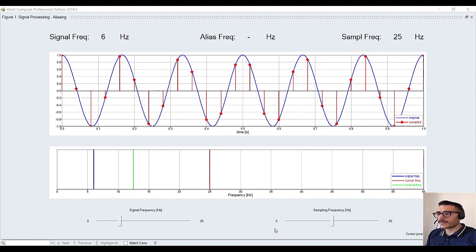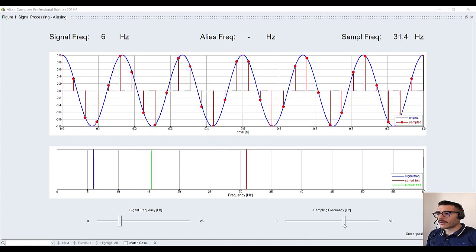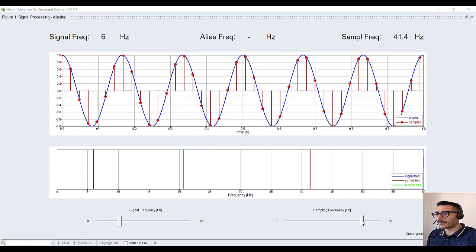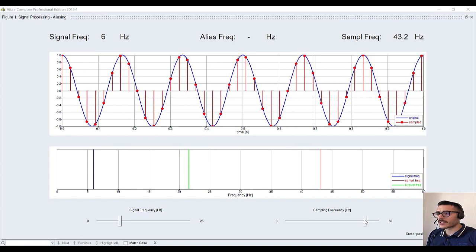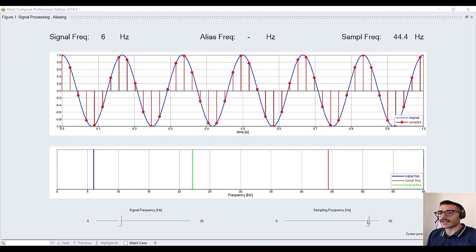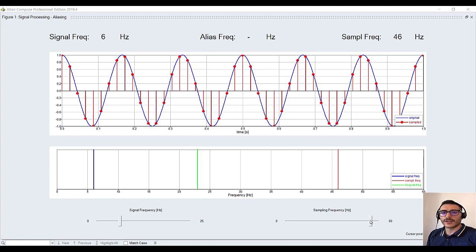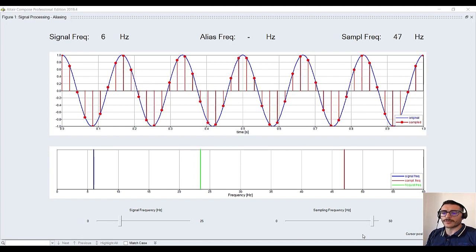As a first step, let's increase the sample frequency. While we increase the sample frequency, we can see that we are adding more points in our time domain representation, so the representation of the time domain signal is more accurate. We can imagine that we are linearly interpolating the signal between two successive points.